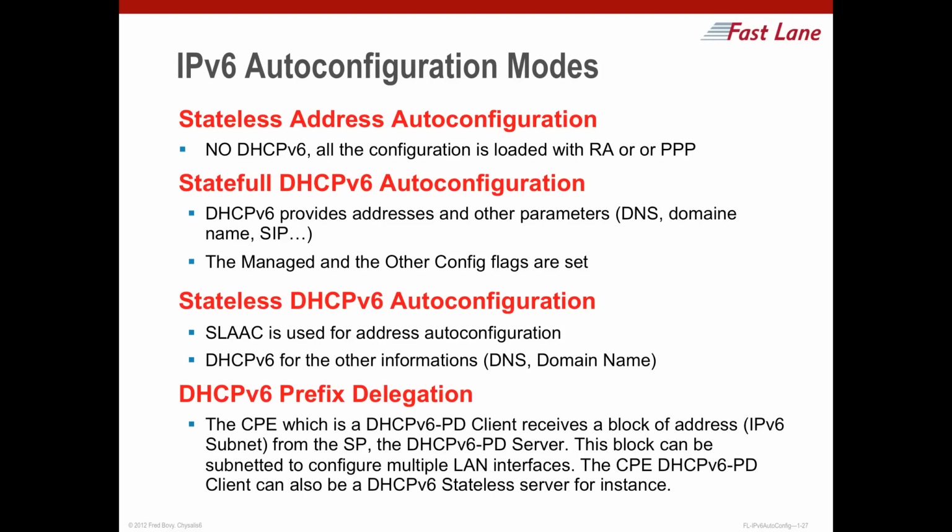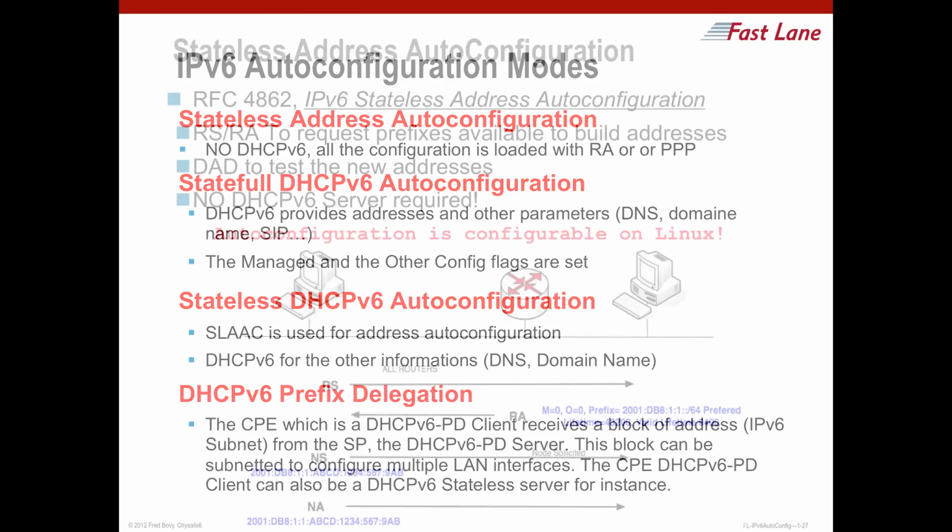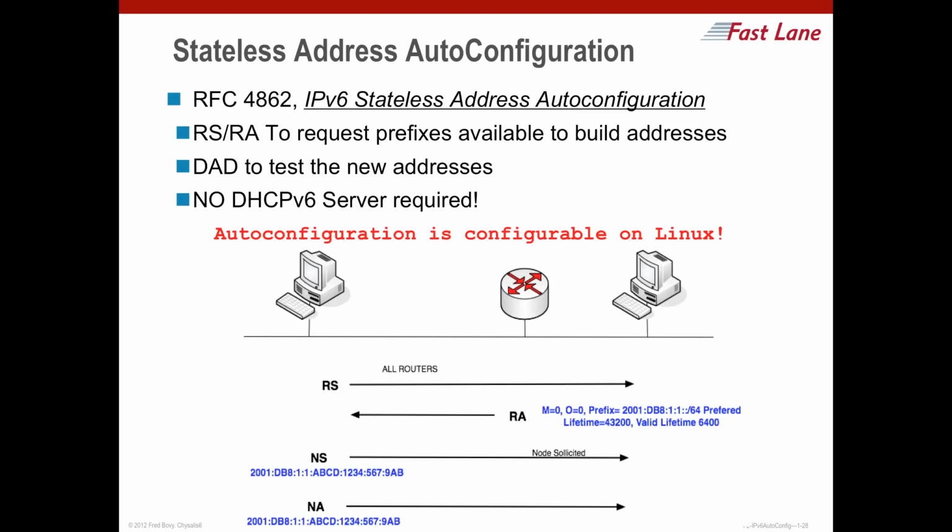So this is a summary of all the possibilities to do auto configuration in IPv6. Basically we have the stateless address auto configuration where we don't need a DHCPv6 server. Everything is received from the router advertisements. The duplicate address detection is used to test each new address which we derive, and after the address has been tested, the address can be used.